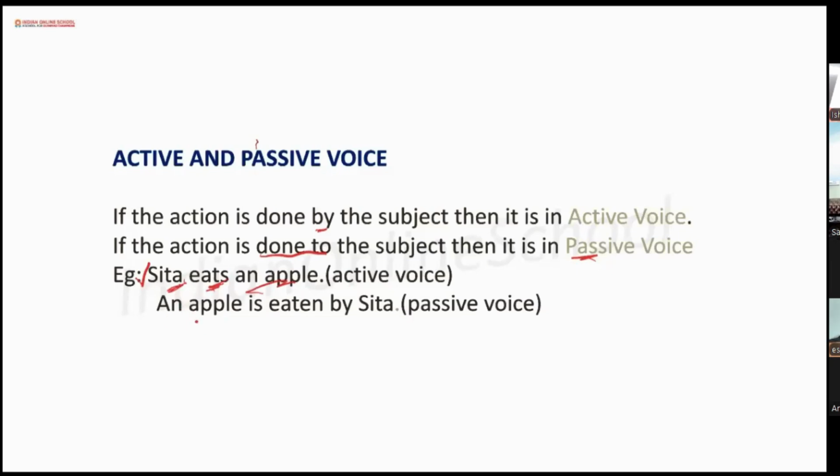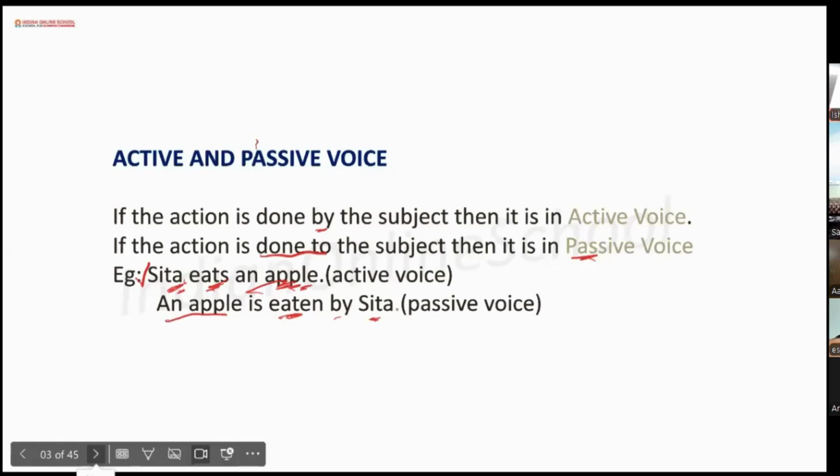So here we follow the crisscross rule. The object goes to the place of subject, the subject goes to the place of object. So here apple is the object, so apple will go to the place of subject at the first. And apple is eaten by Sita. Eaten is the third form of verb, the past participle form of verb. Sita was the subject here. Now Sita has come to the place of object, and the object, apple, has come to the place of subject, right? Understood?